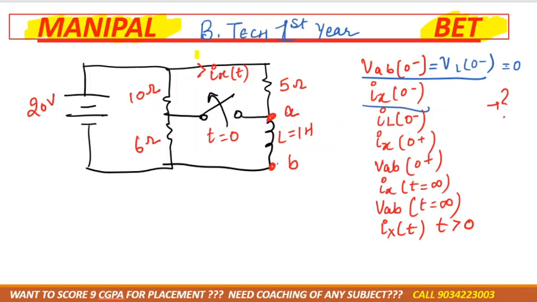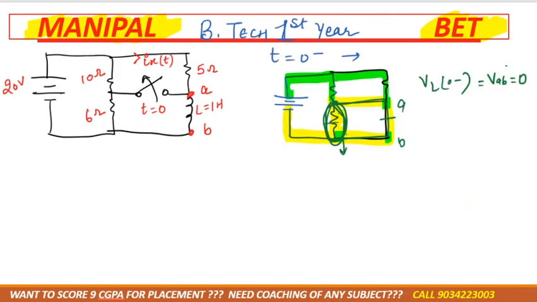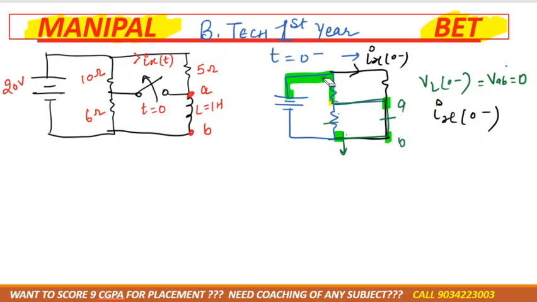Ix is over here, so we can consider the current over Ix of 0 minus here. So now can you tell me the Ix of 0 minus value? Simple, you can apply the 3 mesh, 3 variable and 3 equation concept, right or not?